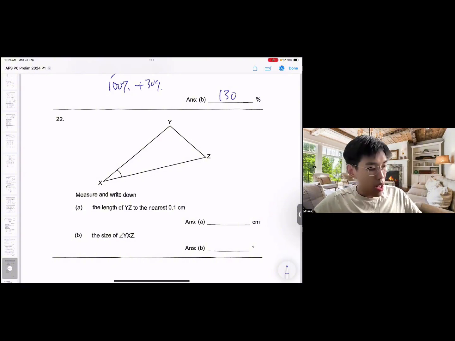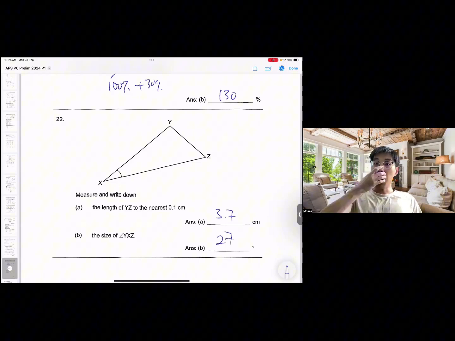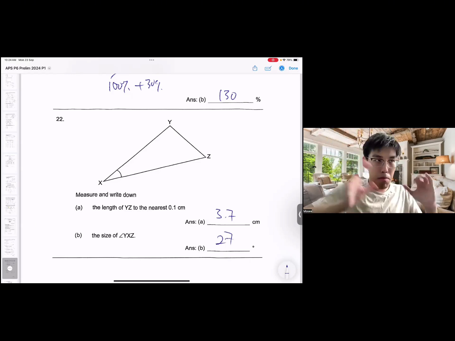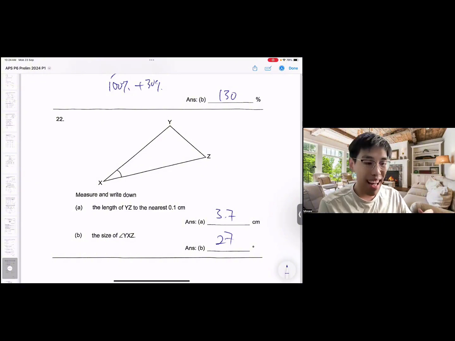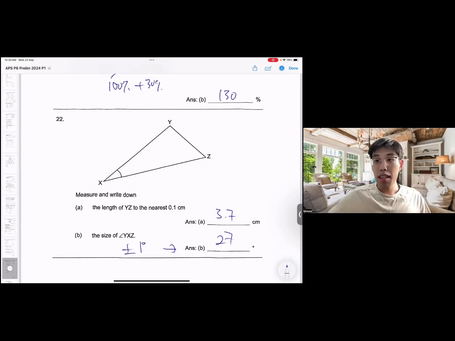Okay, so your answer for A is 3.7. Size is 27. Okay, so what is the margin of error? For angles, the angle is always plus and minus 1 degree. That means anything between 28. Let's say that they have an ideal answer, so maybe the answer is 28. So your answer could be between 27 to 29. 2 degrees is too much already.